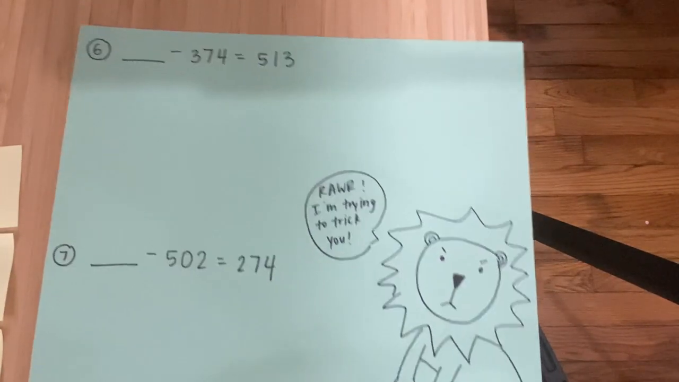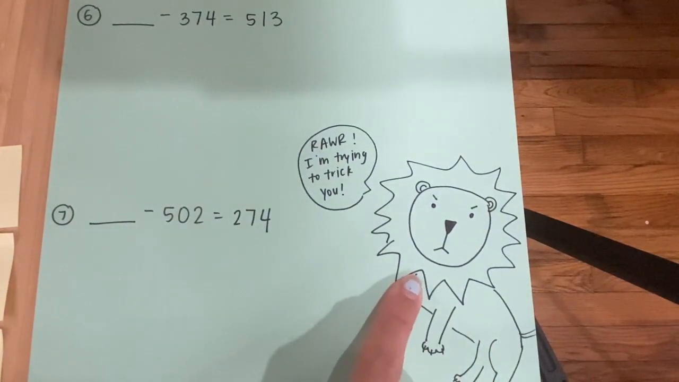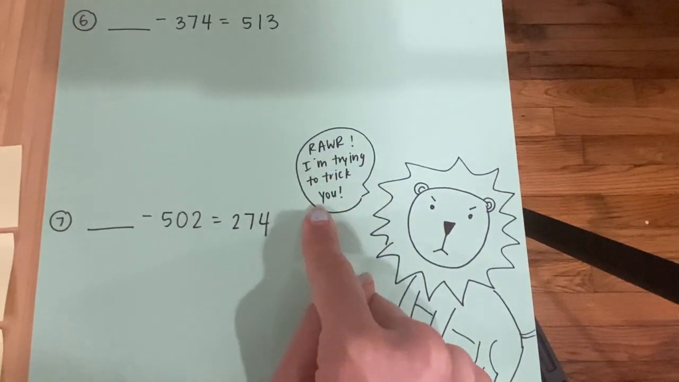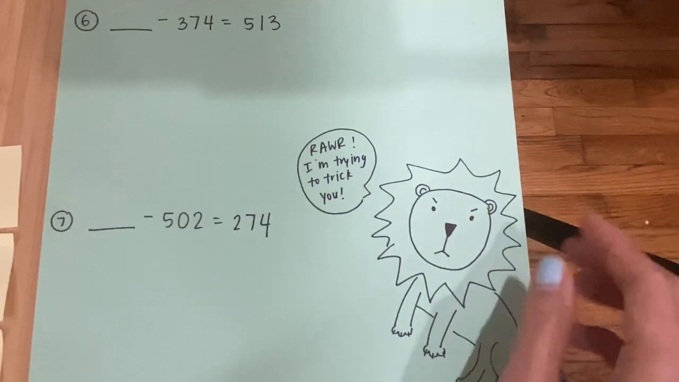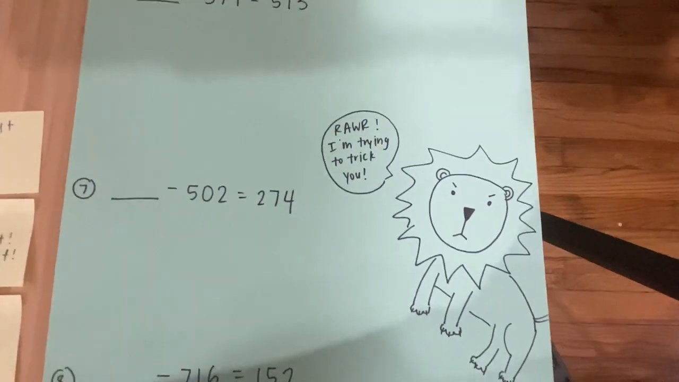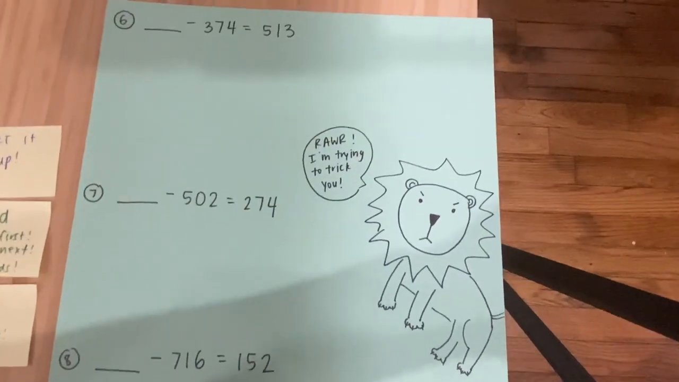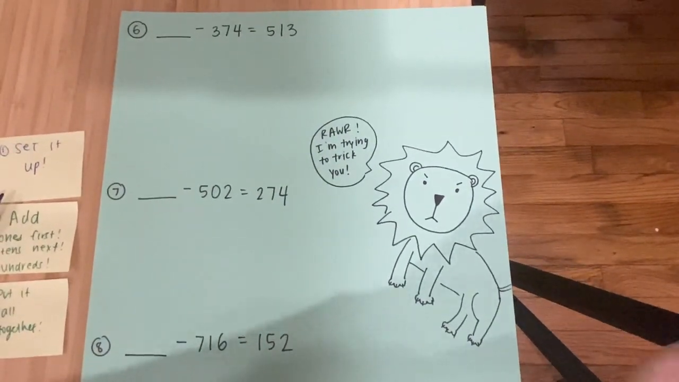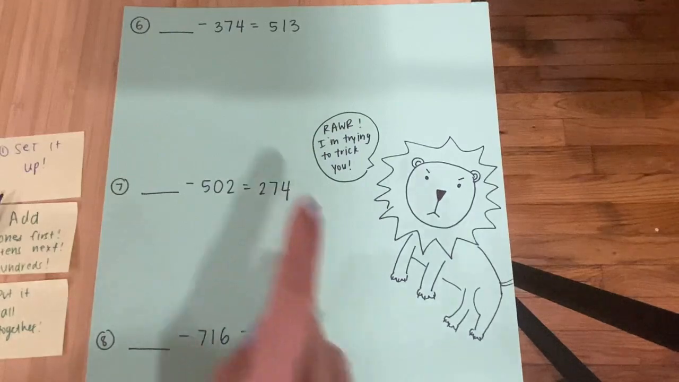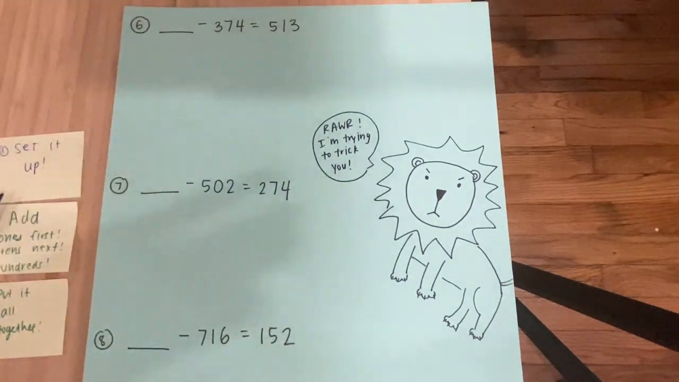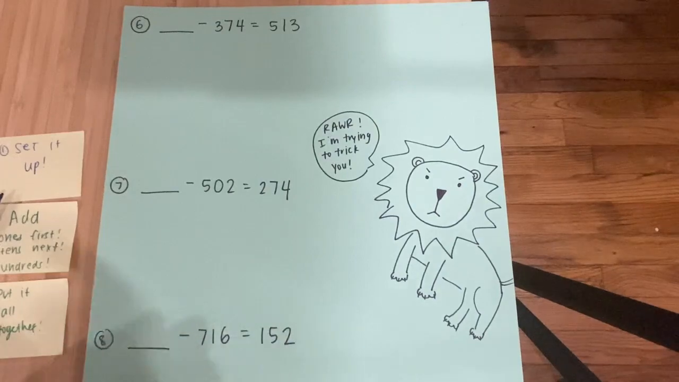Ta-da! Ooh, and there's a lion, and the lion who looks very angry is saying, "Rawr, I'm trying to trick you." Okay, so don't get tricked by this lion. Oops, we can't see the full paper again, so let me see. Good, okay. So I want you to copy these 3 problems on your paper, or you can look at the Google Classroom, and it should have the same problems on there too.